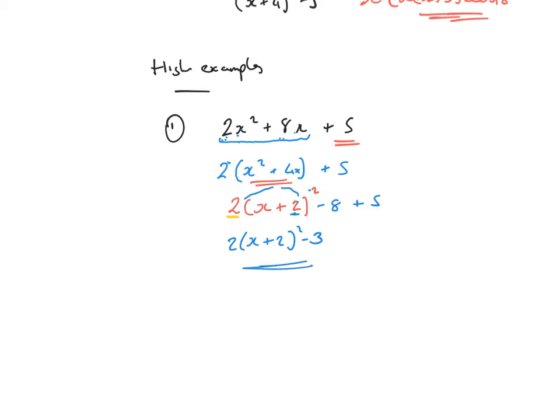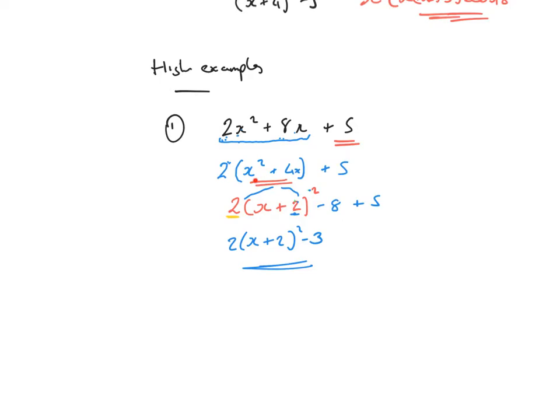Let me just go over that one again. First move, underline the first two terms. Take out a numerical common factor only. No letters, just numbers. Take out a common factor from 2 and 8, that's 2. 2 times what gives me 2x squared, that's x squared. 2 times what gives me 8x, that's 4x. Close the bracket, put in my plus 5.